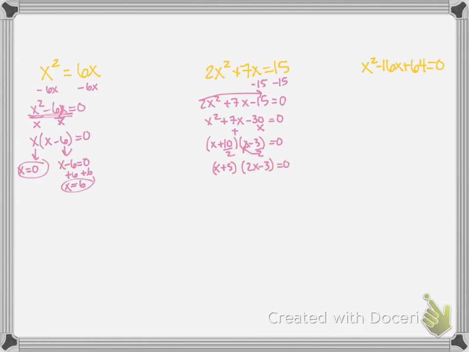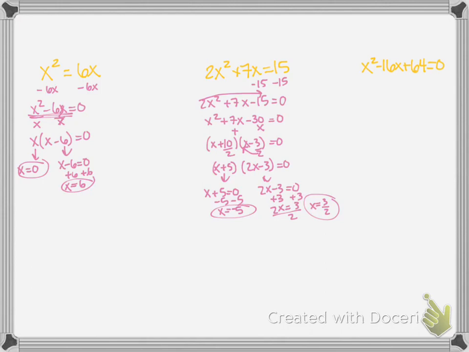Once I've fully factored, now I can figure out my x-intercept. I do my ZPP. x plus 5 equals 0. 2x minus 3 equals 0. So I subtract 5 to get x is equal to -5. I add 3, divide by 2. So x is equal to 3 over 2. So it would be crossing at 1.5, or 3 over 2, and -5.